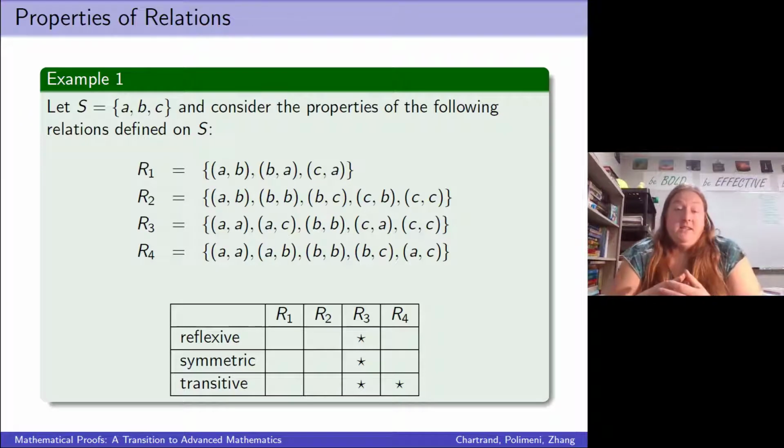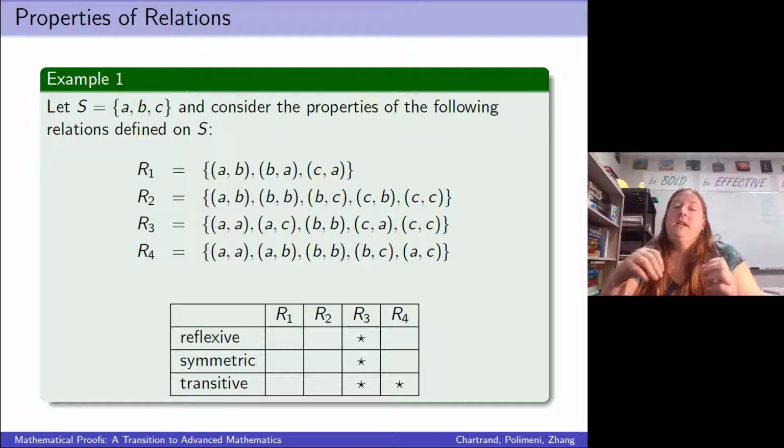So let's take a look at an example. I have a relation, R1 here, that has the ordered pairs AB, BA, and CA in it. And it's a relation on the set S that has elements A, B, and C. I also have a relation R2 on that set that has ordered pairs AB, BB, BC, CB, and CC. Similarly, relation R3 on that same set has elements AA, AC, BB, CA, and CC. And relation 4 on that same set has elements AA, AB, BB, BC, and AC.